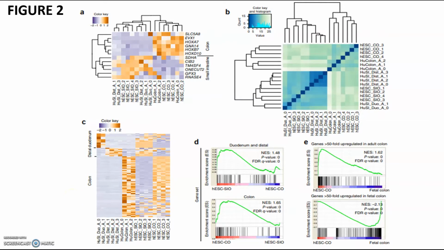So my name is Shaun Wootten. I'll be furthering the discussion on Crespo et al.'s paper, colonic organoids derived from human-induced pluripotent stem cells for modeling colorectal cancer and drug testing.